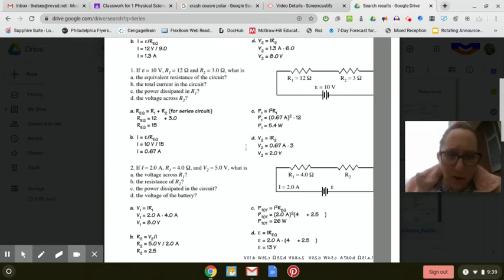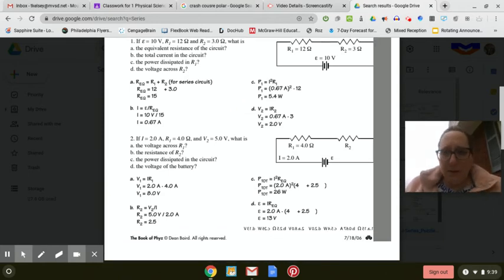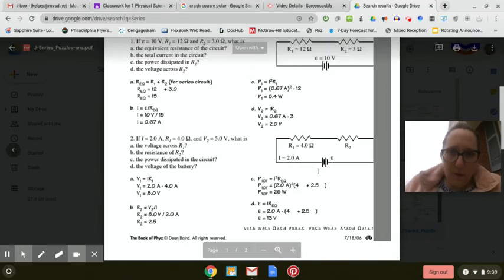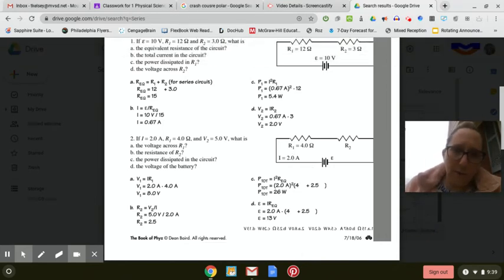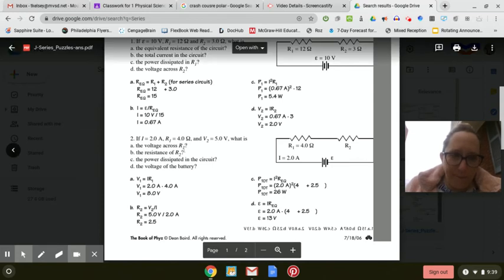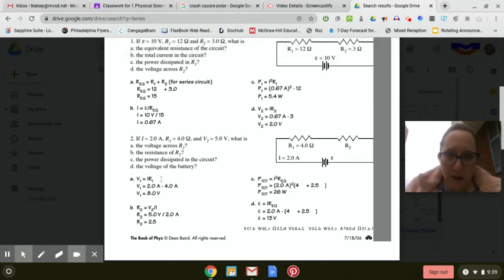Down here a little bit further, we have another circuit, same deal. However, they're giving you different quantities. They don't give you the potential of the whole circuit. They give you the potential of this resistor, the current of the whole circuit, and the resistance of that. So now you have to use that information to work your way backwards. They want the voltage across R1. We're using Ohm's law here, V equals IR. Notice how everything is labeled. We're just substituting in 2 times 4 is 8.